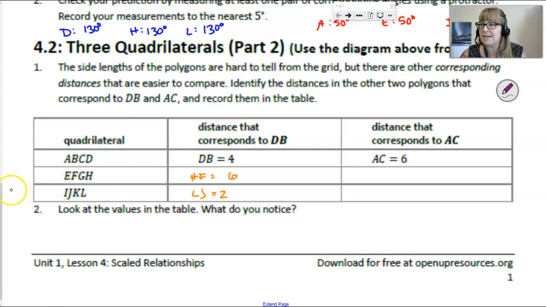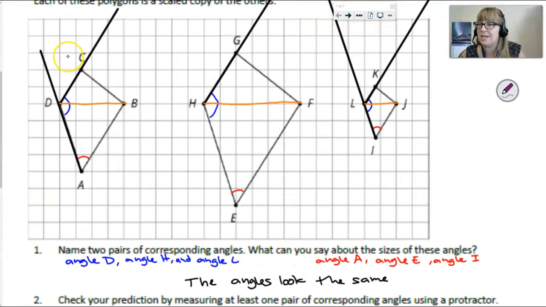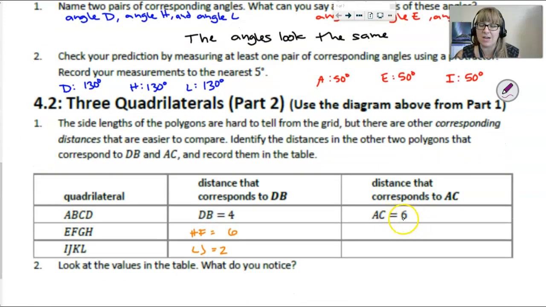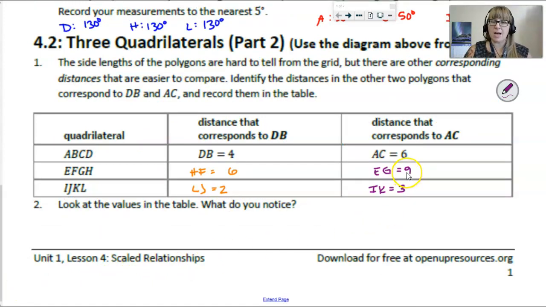Go ahead and fill that out for the distance that corresponds to AC. I'll highlight it in the first one, and I want you to fill that out for the rest. AC starts at the bottom and we measure up. And notice that it's not going through crosshairs. However, we can easily see that it starts down here and it ends up here. So we can still count up 1, 2, 3, 4, 5, 6. So AC had a length of 6. That's what's listed here. Measure that same corresponding distance in the other two polygons and list them here in your table. Pause the video long enough to give you a chance to do that. All right, and these are the lengths that I measured out.